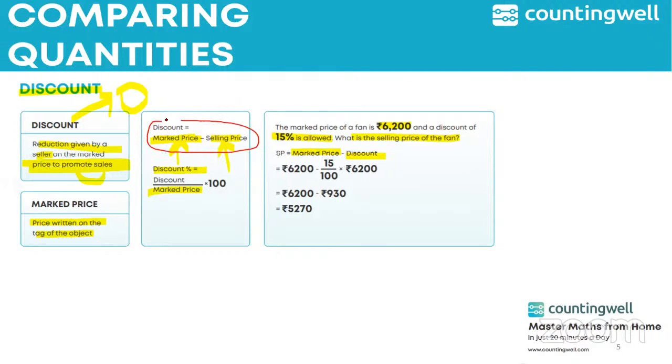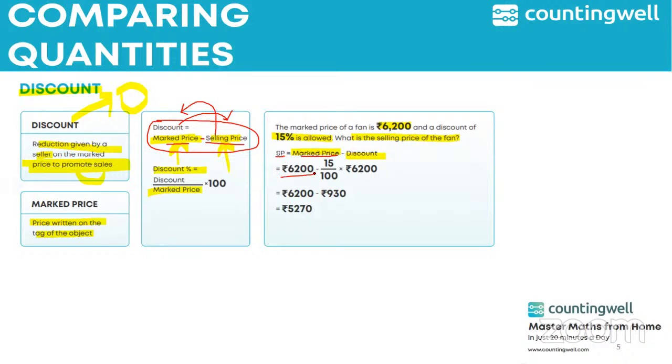This formula we are using here. As discount is marked price minus selling price, we are taking selling price or SP to LHS and the discount to RHS. So here we can see the minus sign for selling price. So on LHS it will become plus. Mark price will remain as it is. Discount from LHS it will come to RHS. So as it is positive on the RHS, it will become negative. So we have mark price minus discount.